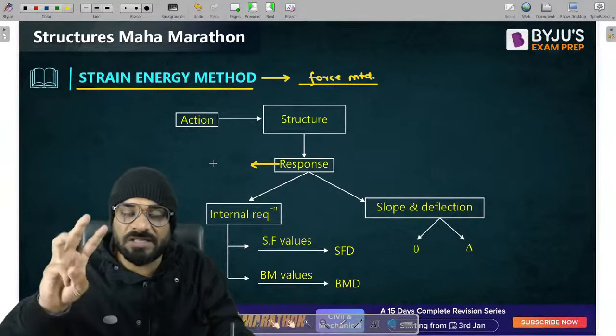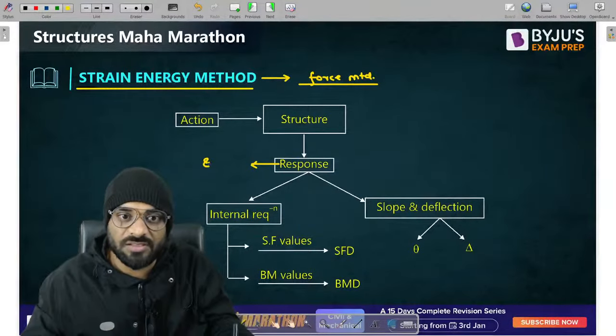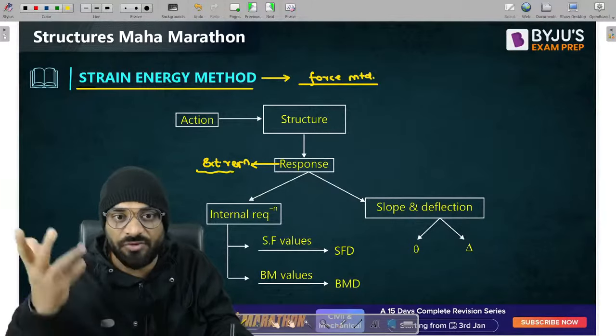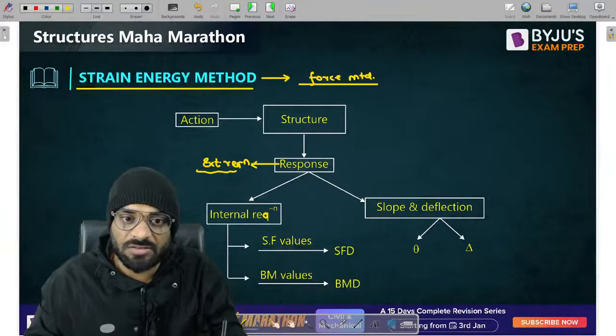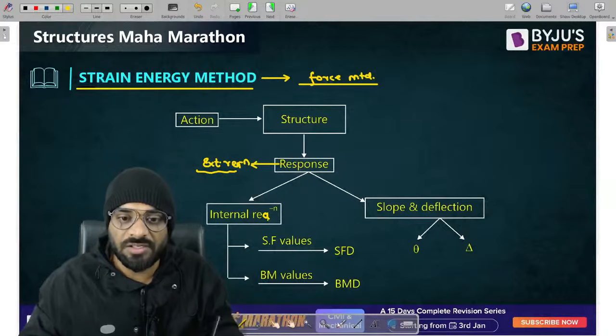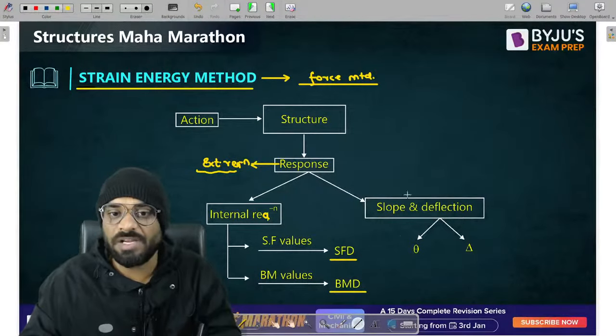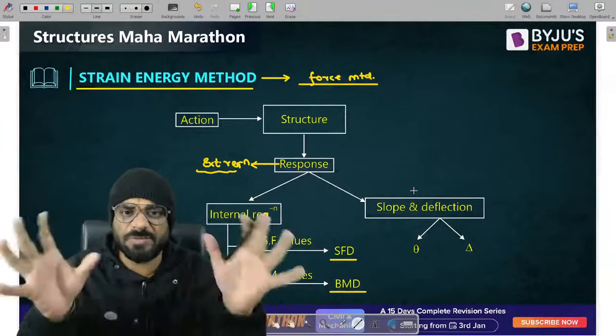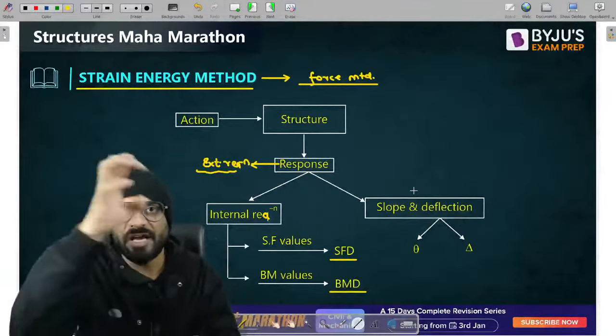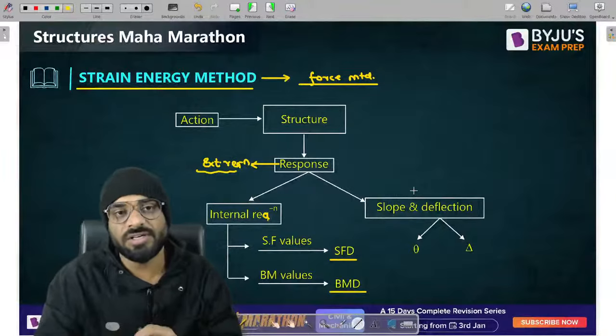So guys, there are basically three types of response which we get. One is external reaction that we have to find. Internal reaction, this we also have to find, like what the shear force is and what the bending moment is, and slope and deflection value, right? So this is the response of the structure when we have certain action on the structure.